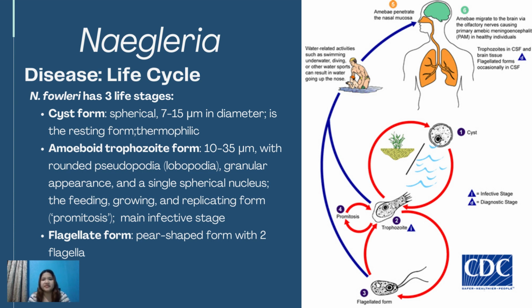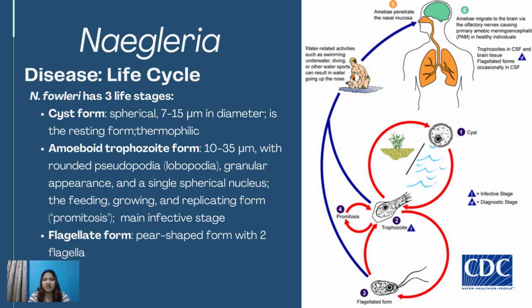Before we talk about its life cycle, let us first discuss the three stages of N. fowleri: the dormant cyst form, the amoeboid trophozoite form, and the flagellate form. Well, that is why it is classified as amoeboflagellate. Cyst form is spherical, 7 to 15 micrometers in diameter. It is the resting form, developed when trophozoites are under environmental stresses. They cease to increase chances of survival. They are termed thermophilic as they can resist up to 45 degrees Celsius.